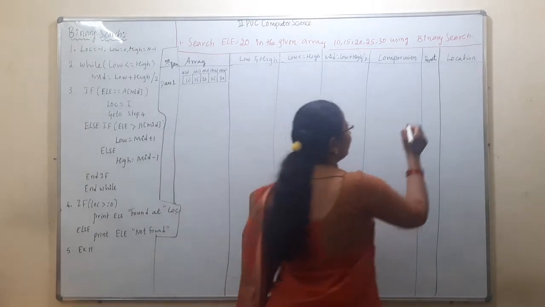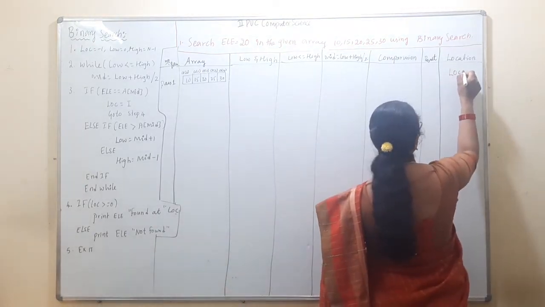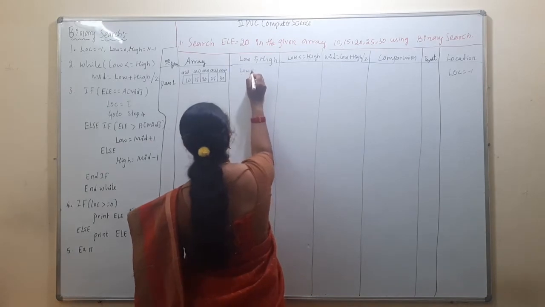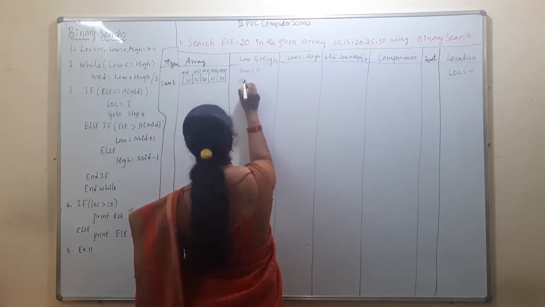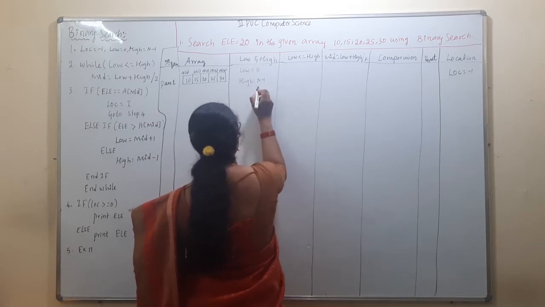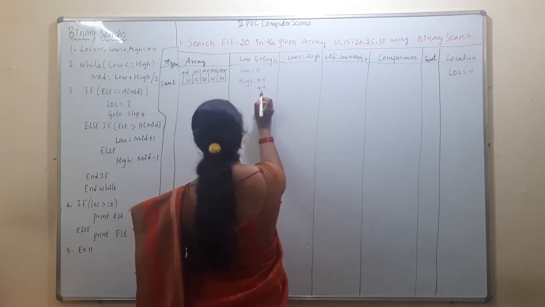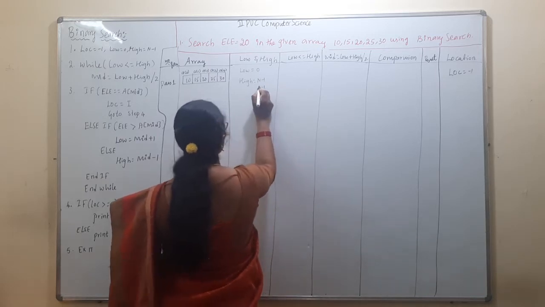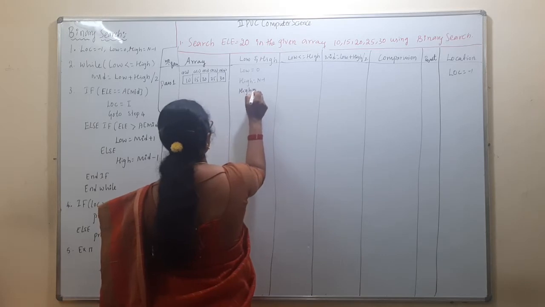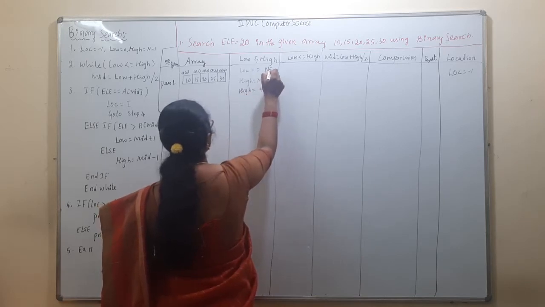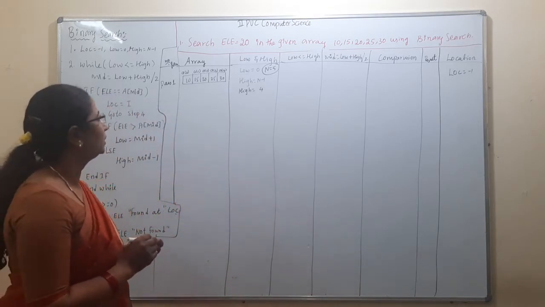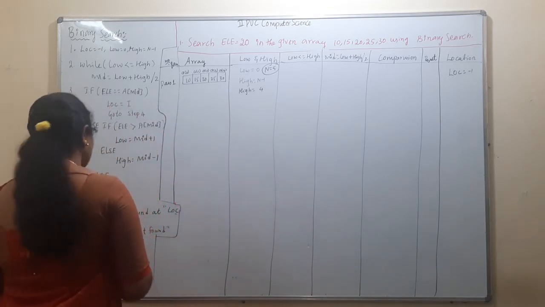First, location is set to -1. Then low pointer is equal to 0. High pointer is equal to n minus 1, that is 5 minus 1, that is 4. High equal to 4. Here n is 5. Okay? Then we move for the continuation.